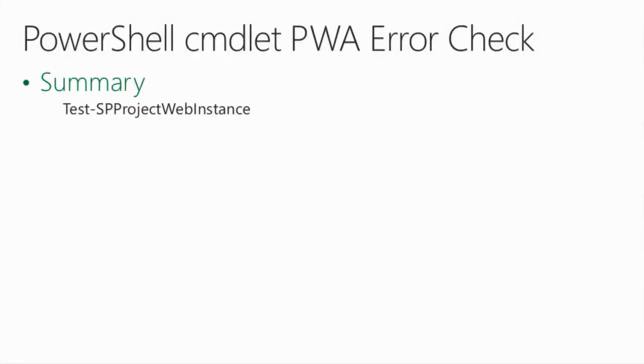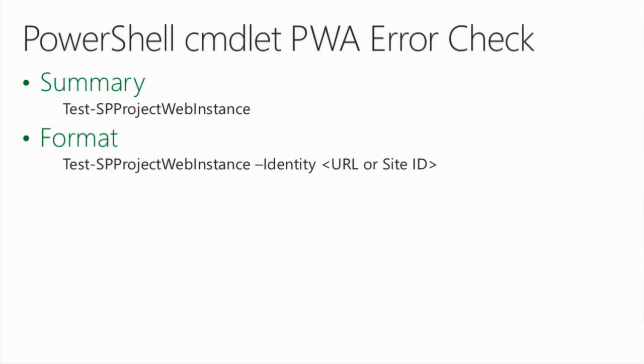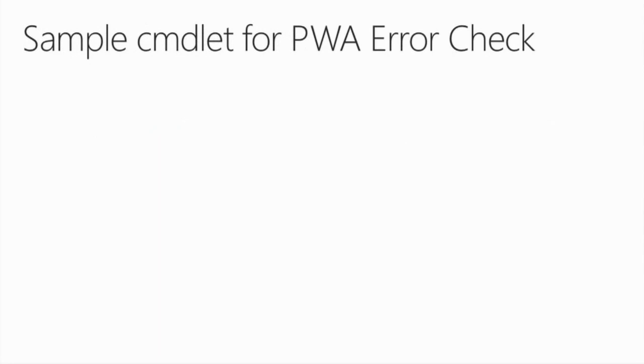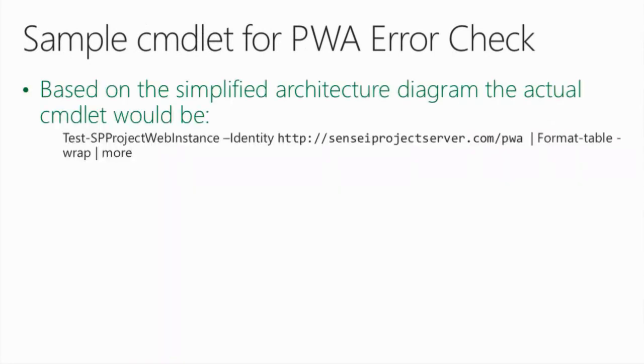So the actual commandlet looks something like this: Test-SPProjectWebInstance. The format of that is you have to include the identity of that project web app instance. It's only got that one required parameter. The identity is the web app instance that you're going to be checking. So that's an easy one compared to the one where you have to enter 5 or 6 different parameters, like the first one we did, the convert database.